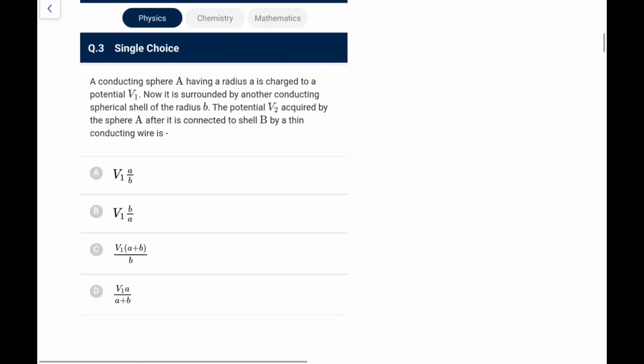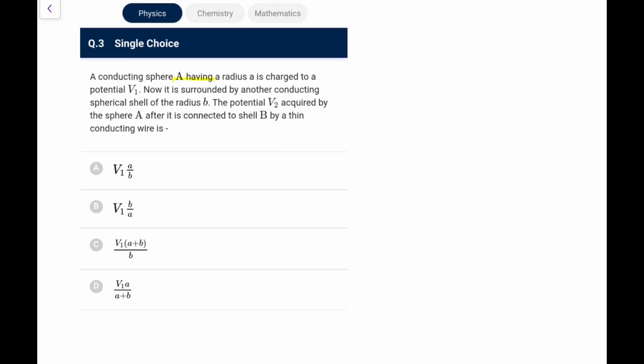Next, conducting sphere A having a radius a is charged to v1.